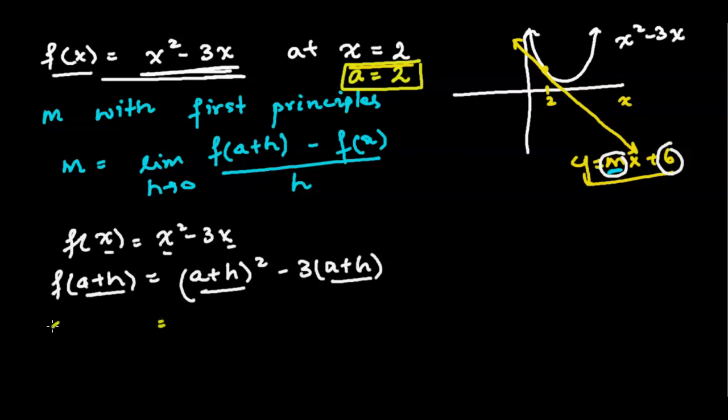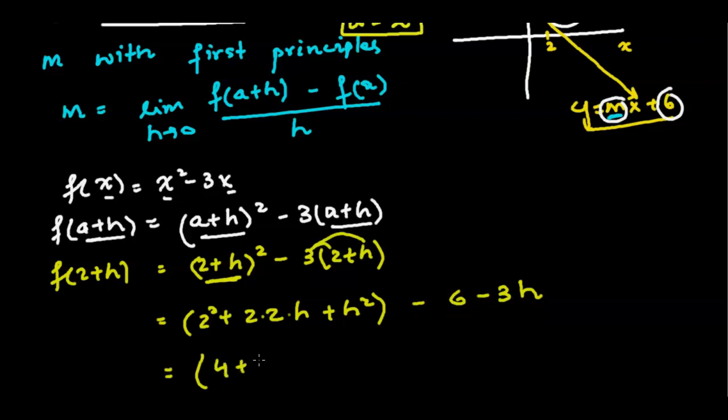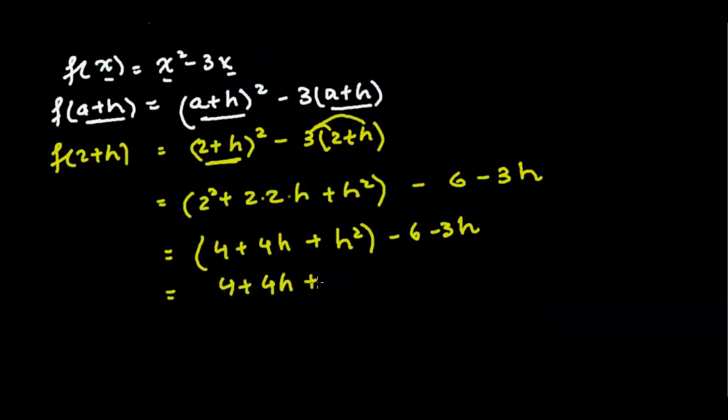If we substitute that in here, we would be able to get f of 2 plus h, so that would be (2 plus h) whole square minus 3 times (2 plus h). Because this represents (a plus b) whole square, we can apply the formula for (a plus b) whole square. That gives us a square plus 2ab plus b square, minus, we expand this and we get 6 minus 3h. When we simplify it, we would be able to get 4 plus 4h plus h squared minus 6 minus 3h. We don't have to put a bracket, and we can collect like terms.